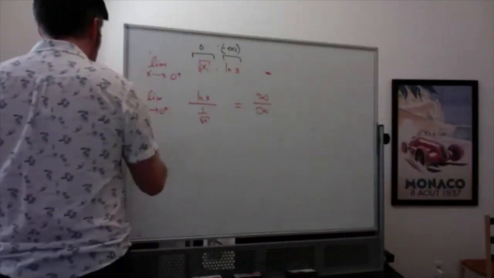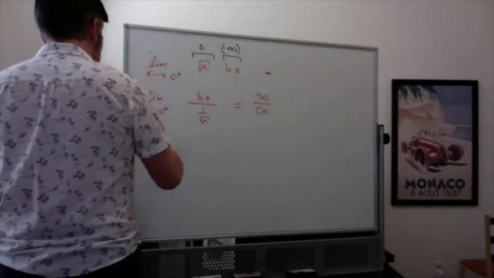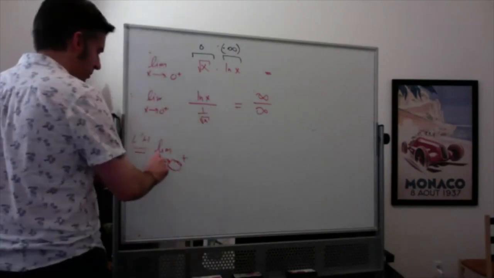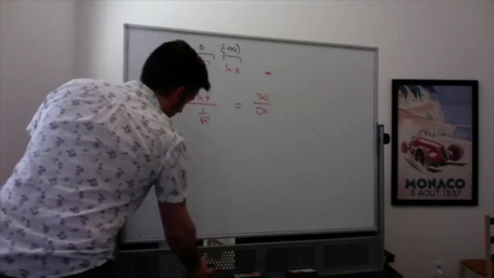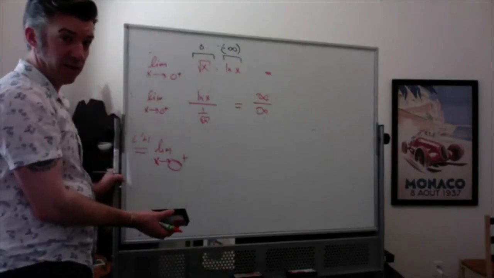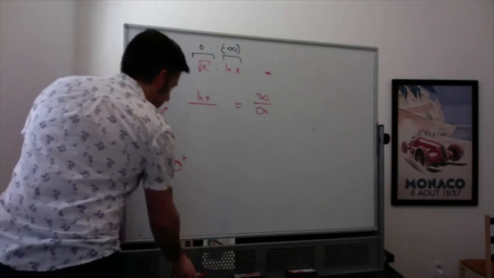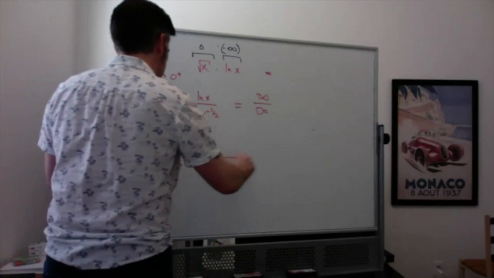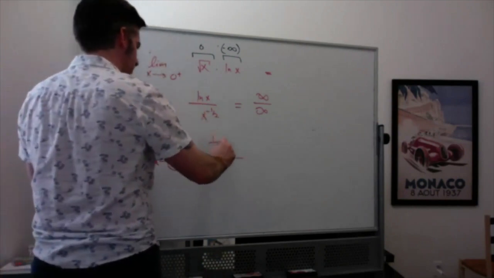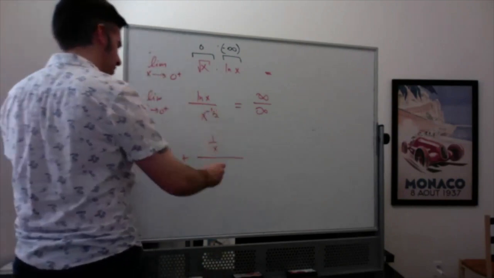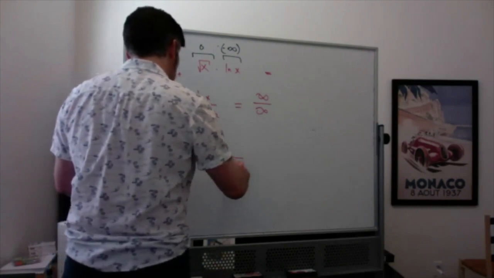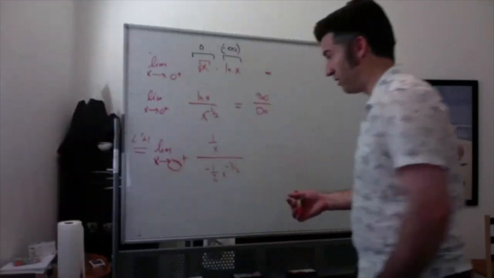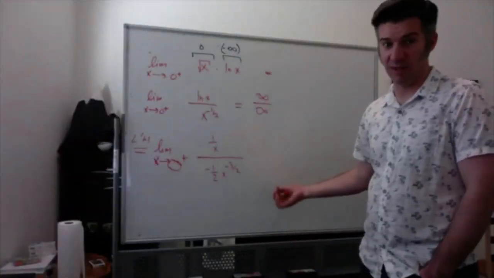So let's use L'Hopital's rule here. And let's be smart about this. Instead of writing this as 1 over the square root of x, let's write that as x to the negative 1/2. Now, using L'Hopital's rule, the derivative of the natural log of x is 1 over x. The derivative of x to the negative 1/2 is negative 1/2 times x to the negative 3/2. Now that I've got powers of x over powers of x, I want to simplify.